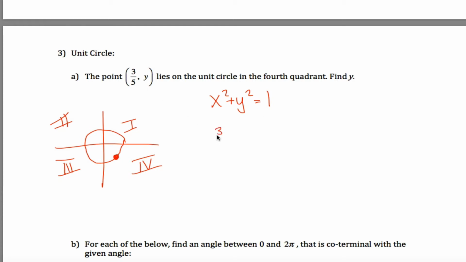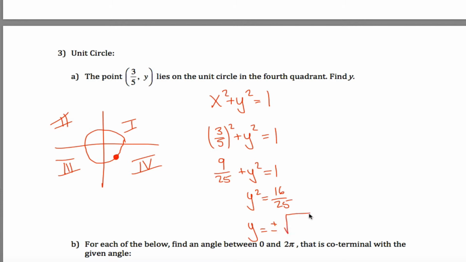I know that x is 3/5, so I got 3/5 squared plus y squared is equal to 1. I gotta solve this for y. So 3/5 squared is 9/25, and that thing plus y squared equals 1. So y squared is equal to 1 minus 9/25, which is 16/25. This is 25/25, and you take away 9/25, you're left with 16/25. And so if we take the square root, we get y is equal to plus or minus the square root of 16/25, which is plus or minus 4/5.